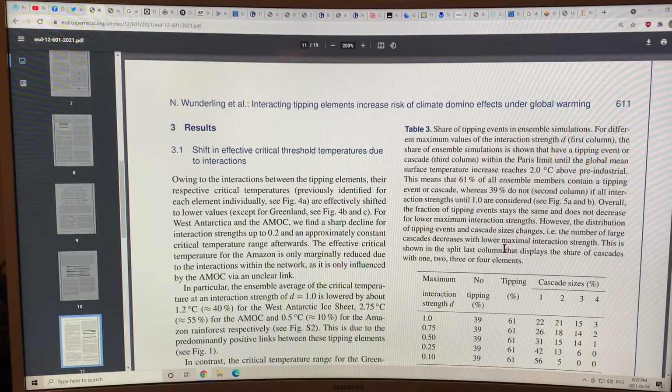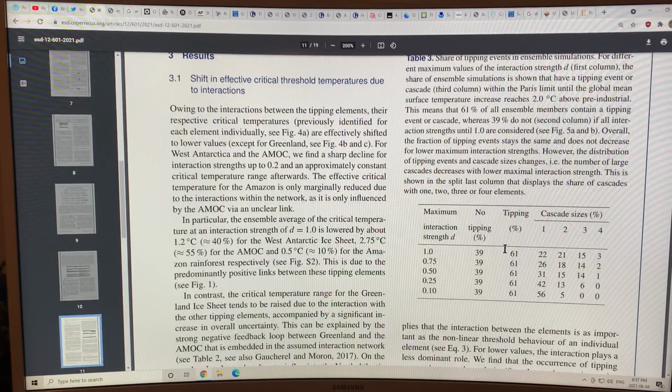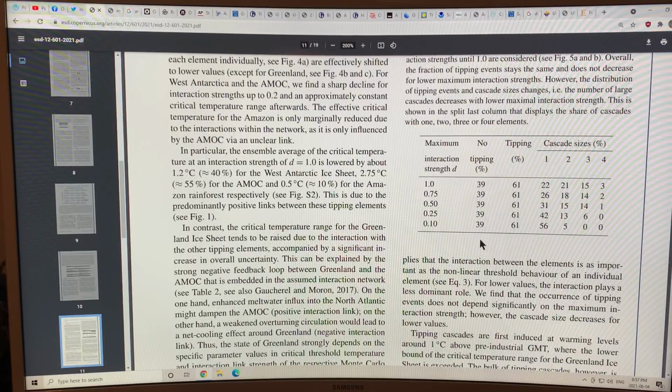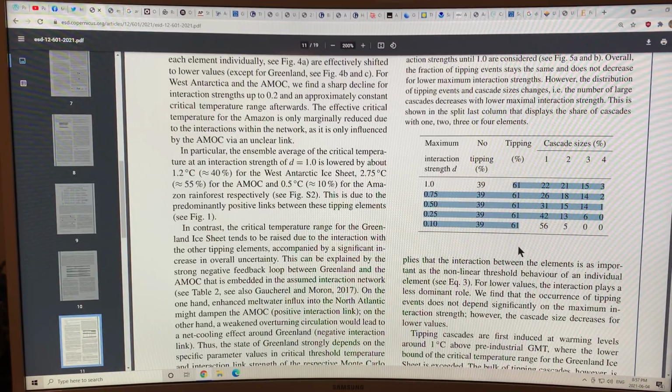Basically, here's the basic deal. When you have maximum interaction strength between the different elements, there's no tipping 39% of the time, and that doesn't really depend on the interaction between the tipping elements. 61% of the time, as I said, it tips.